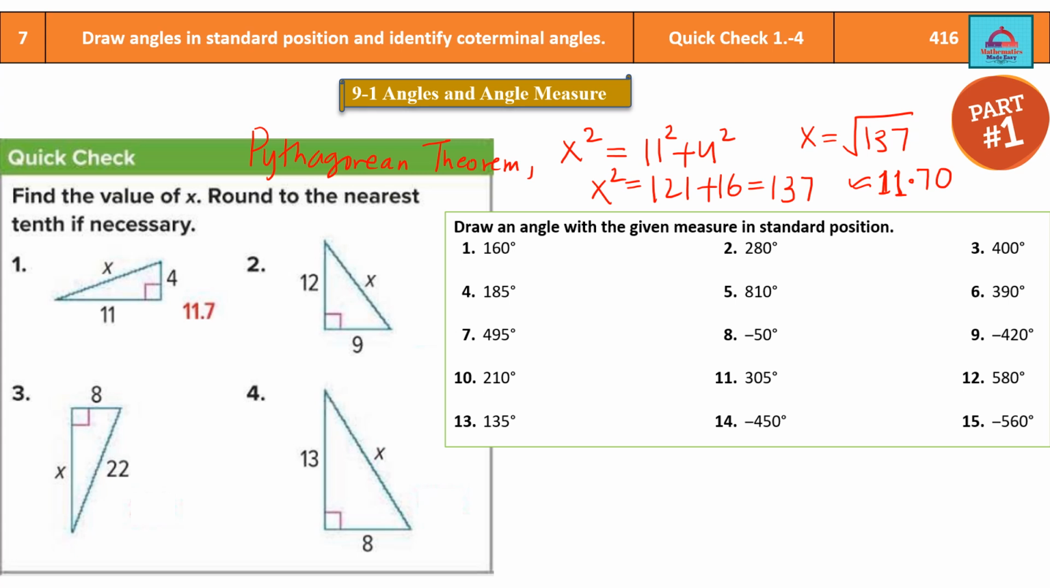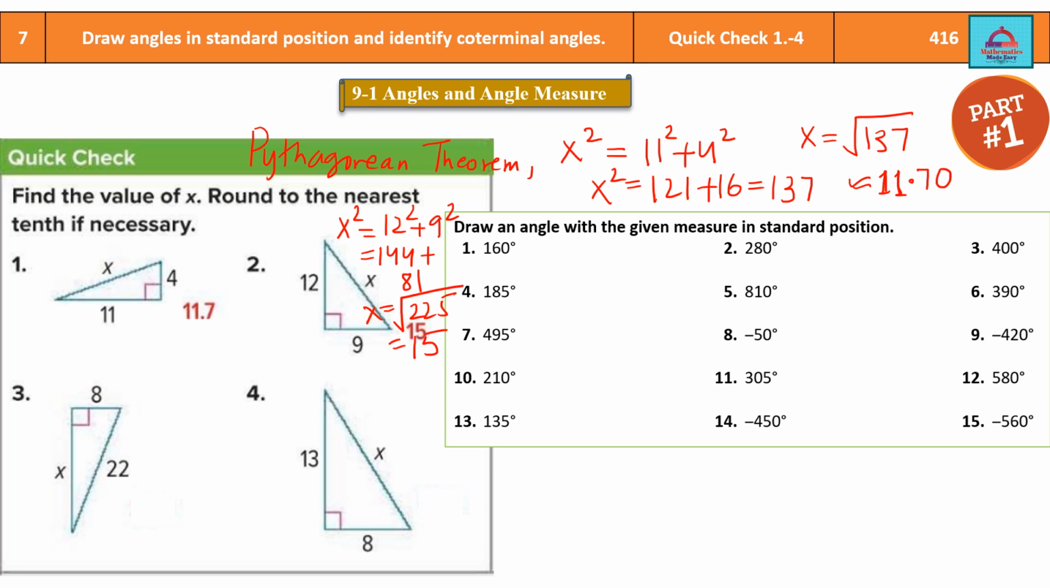In the second one also, we have to find the longest side. So we have to apply the same theorem. So x square is going to be 12 square plus 9 square. This is going to be 144 plus 81, which is going to be 225. Now you take the square root for x. It's a perfect square of 15. So 15 is going to be the value of x for question number 2.